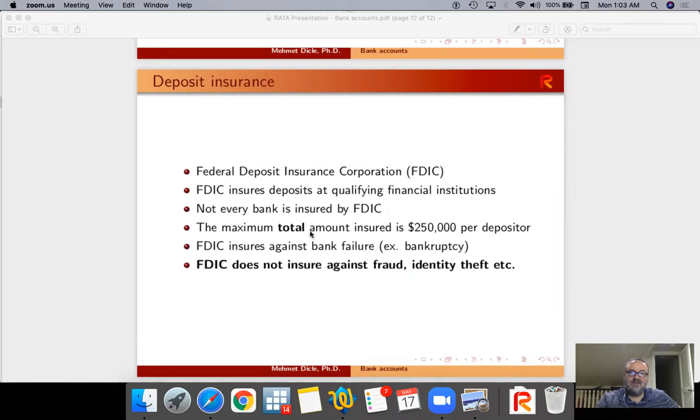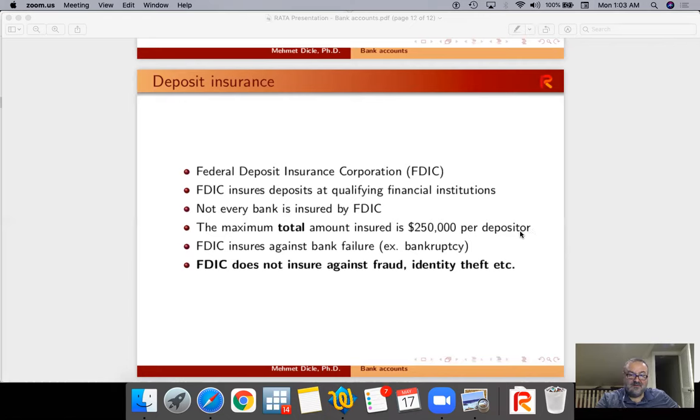You should know that the total amount insured is $250,000 per depositor, which means that you can't open 5 different accounts and think that each account is separately insured. That's not the case. You are insured by FDIC for a total of $250,000 per institution.